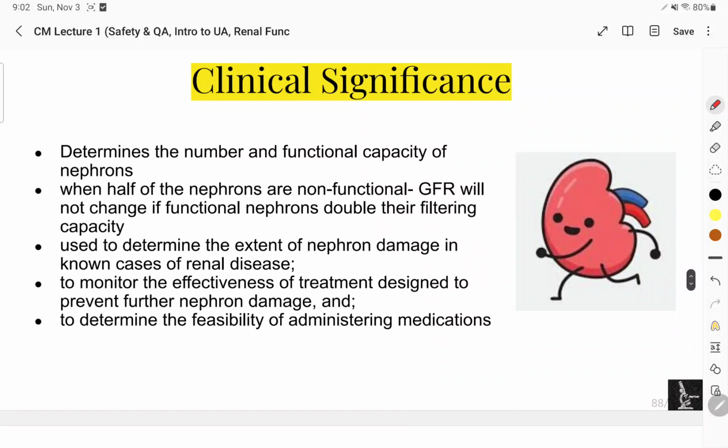So what is the clinical significance of our GFR? Again, it is the best overall indicator of the level of functionality of our kidneys. It also determines the number and functional capacity of our nephrons. For example, when half of the nephrons are non-functional, your GFR will not change, because your functional nephrons will double their filtering capacity.